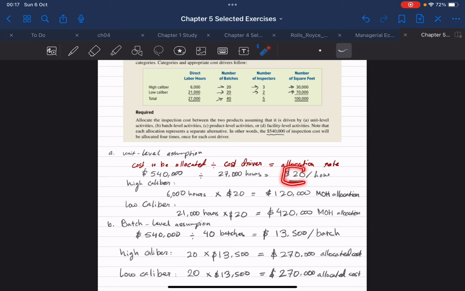Then we used this allocation rate to multiply it by each product's labor hours. Okay, so 6,000 by 20 for high caliber, and then 21,000 hours multiplied by 20 for the low caliber. Okay, and then again we've done the same thing, but this time for part B with the number of batches, and so on.